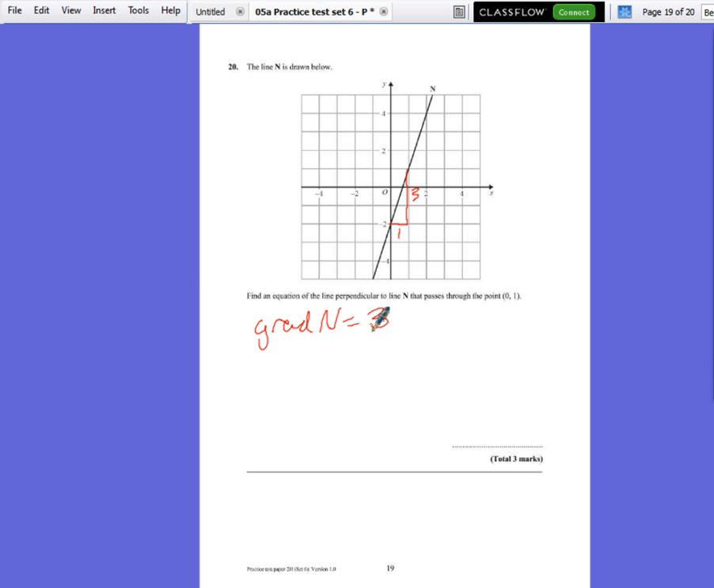To be a perpendicular line to that, it must have the negative reciprocal gradient. So our new line gradient will be minus a third. So our equation will be y equals minus a third x plus c. We just need to work out what that value c on the end is. Now it says that it crosses at (0, 1). So that means that the y-intercept is at 1, because when x is 0, y is 1. So c must just be 1. So our equation is y equals minus a third x plus 1.